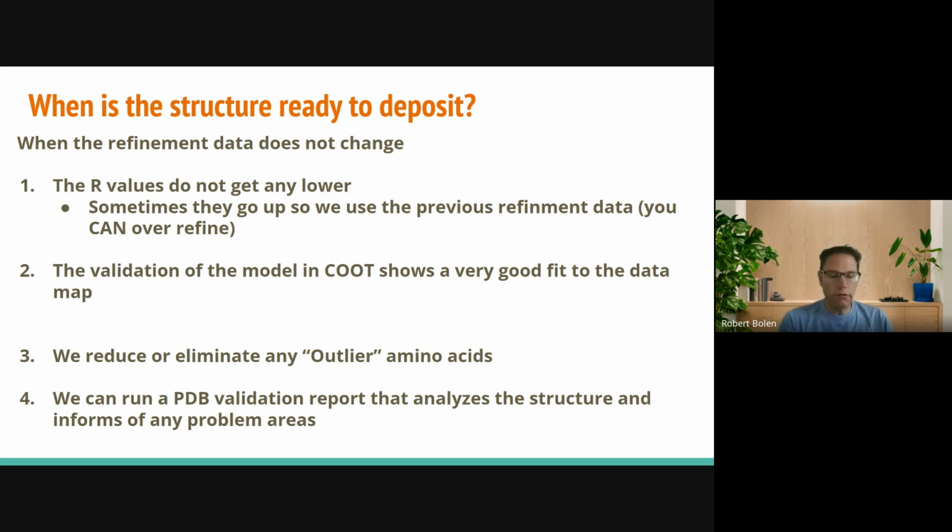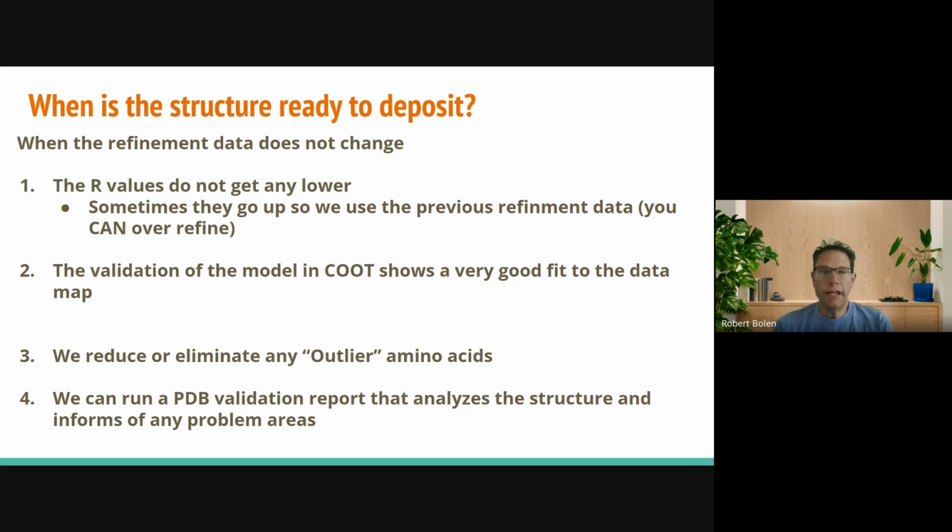So what'll happen is you'll refine a file, run it through all these processes, and then when you start to refine it again, you'll notice that, hey, my R values are higher than they were the last time. That means that you may have actually over-refined it. So that means that you've done as much as you can do, and you need to go back to the original file so that you can actually use that. The other thing we look at is the validation of the model in Coot. If it shows a very good fit, we've done a good job.